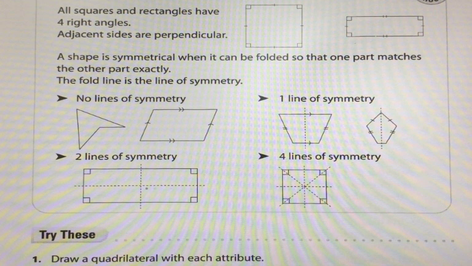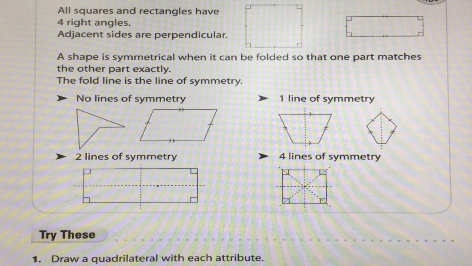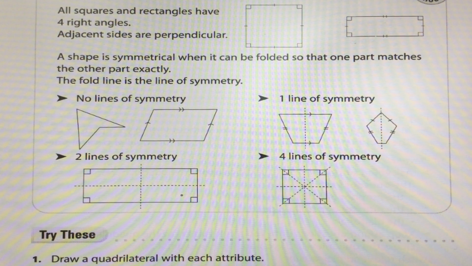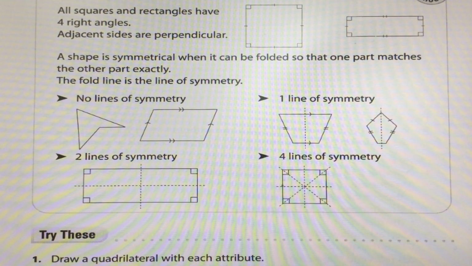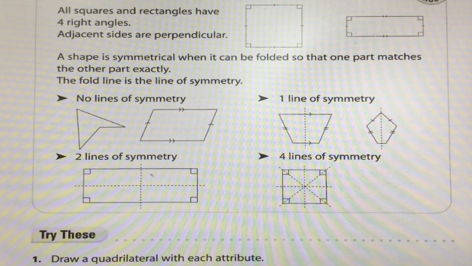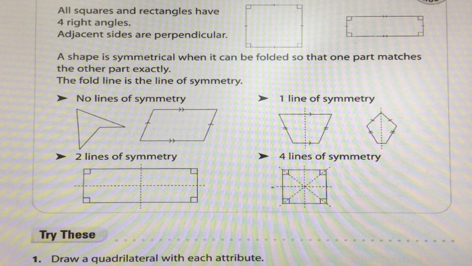This rectangle has two lines of symmetry. One, if we cut it down the middle or fold it down the middle vertically, the left side and right side are identical. The second one is if you go horizontally here, the top half and the bottom half are the same. A square has four lines of symmetry because we can go vertically and horizontally like we did with our rectangle. If we go vertically, the left and right are the same. Horizontally, top and bottom are the same.